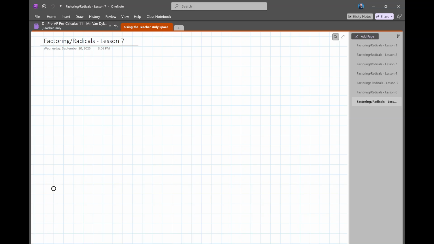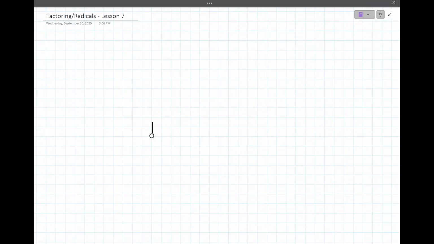All right, pre-AP, pre-calculus 11. Let's take a look at radical equations. So that's the last topic for the unit. So we're going to take a look at radical equations. That's our topic.